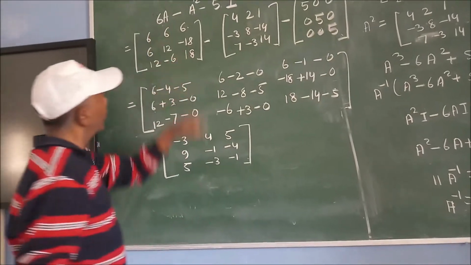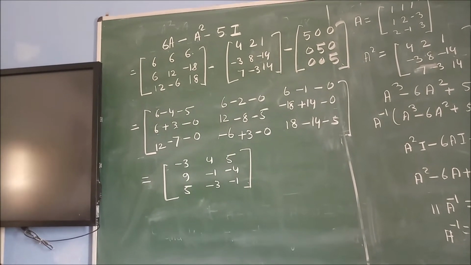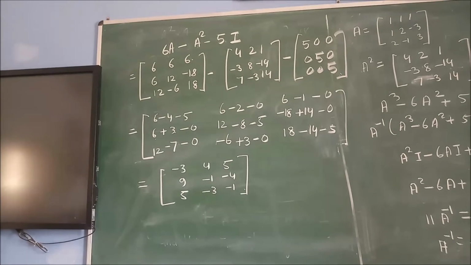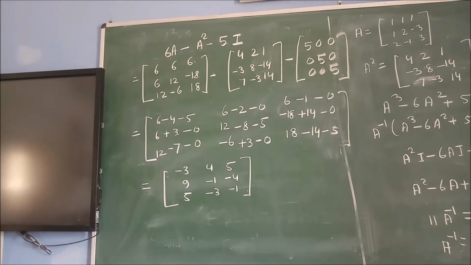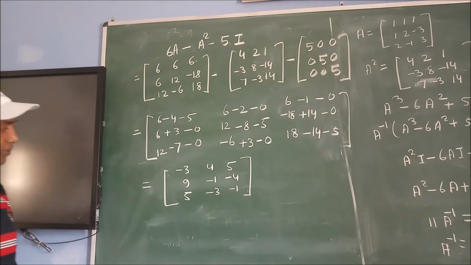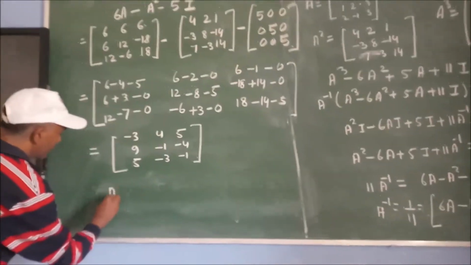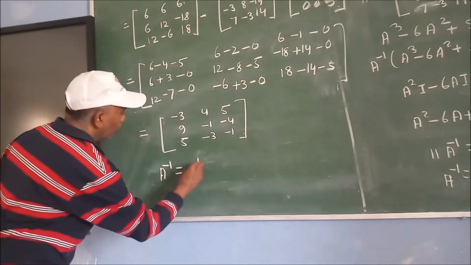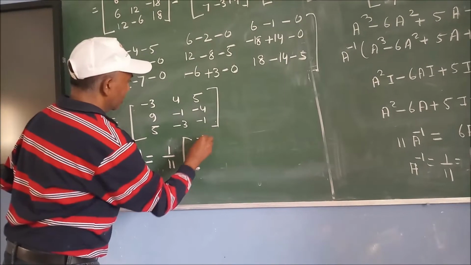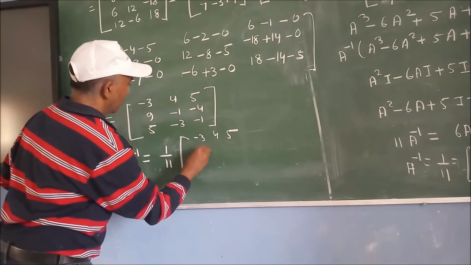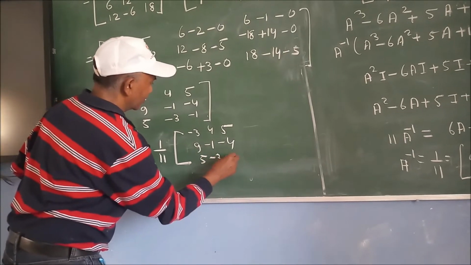So this is the value of 6A minus A square minus 5I. So minus 3, 4, 5, 9, minus 1, minus 4, 5, minus 3, minus 1. And put the value here. So we can write A inverse will be equal to 1 by 11 into this term: minus 3, 4, 5, 9, minus 1, minus 4, 5, minus 3, minus 1.